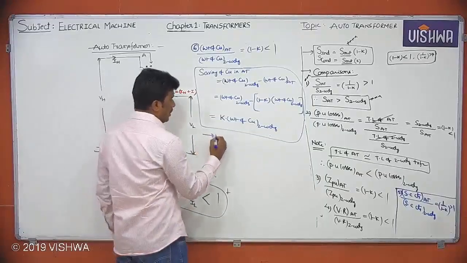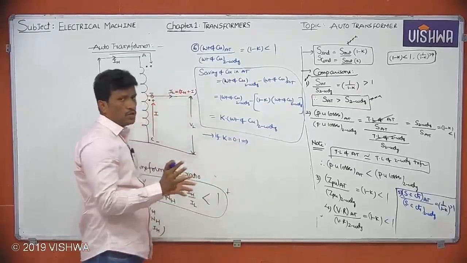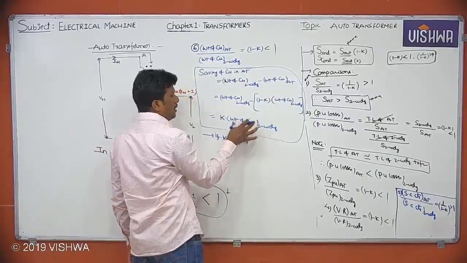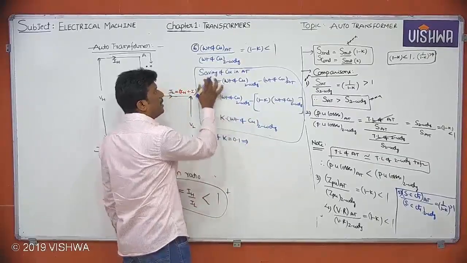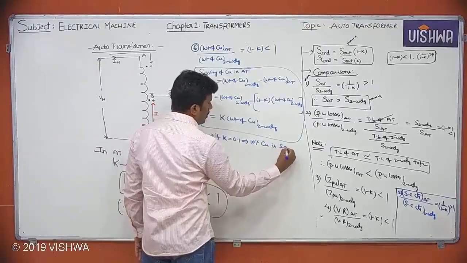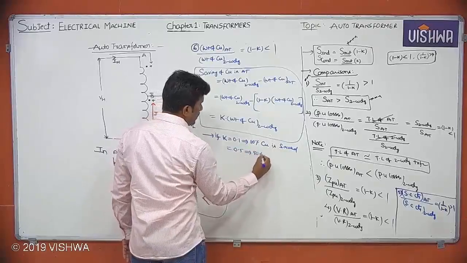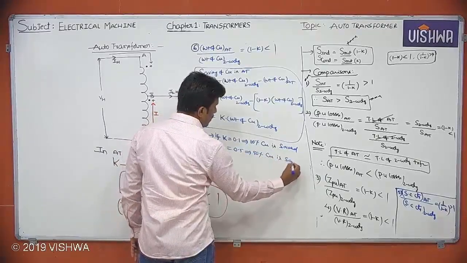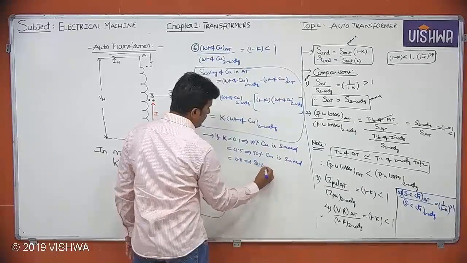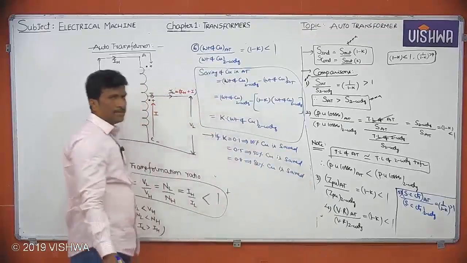Suppose you keep the k value equal to 0.1. When compared with the two-winding transformer copper, 10% copper will be saved in the auto transformer. So 10% copper is saved. Suppose you keep k equal to 0.5, 50% copper is saved. If k equals 0.8, 80% of copper is saved, if you compare with your two winding.